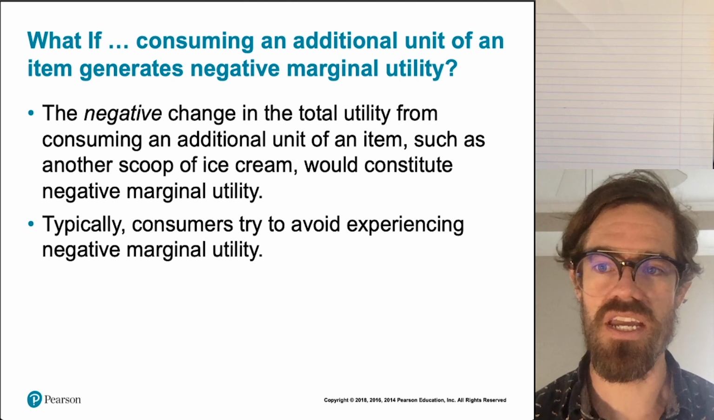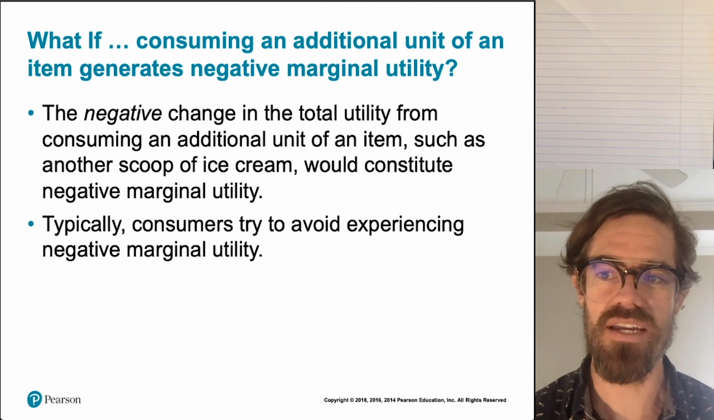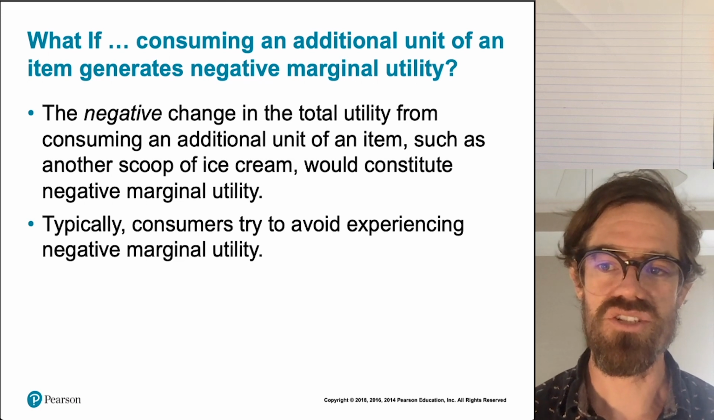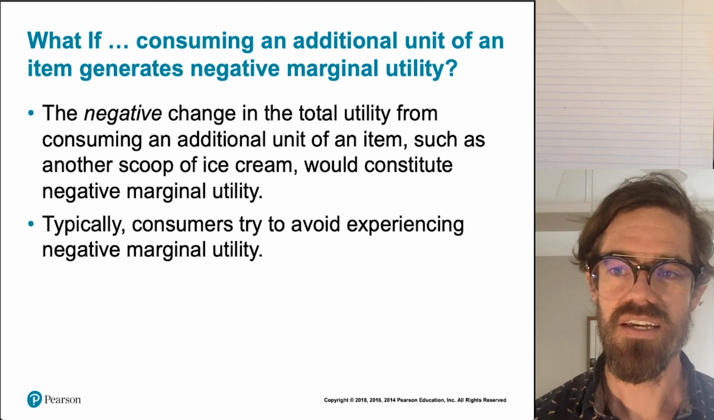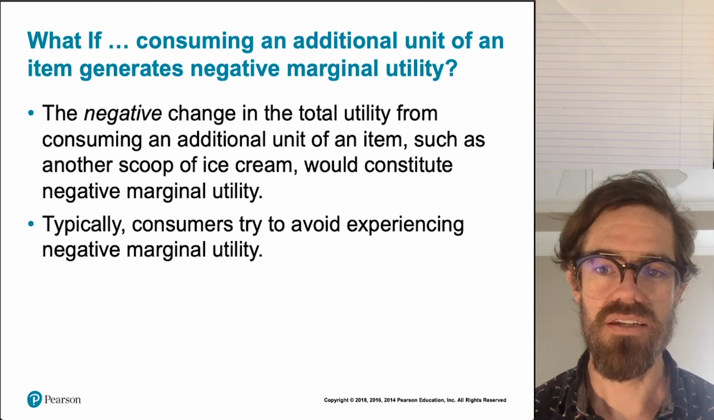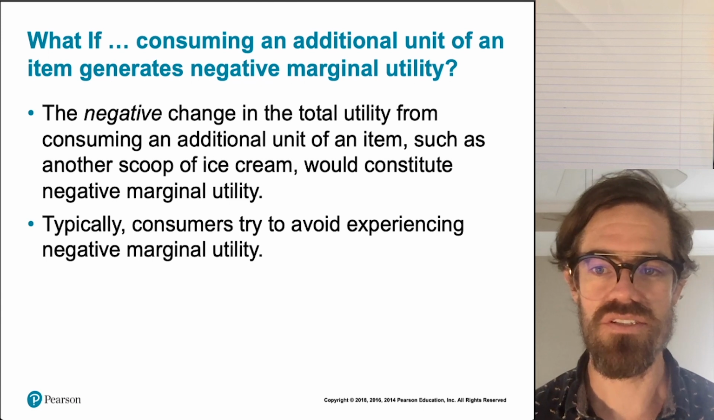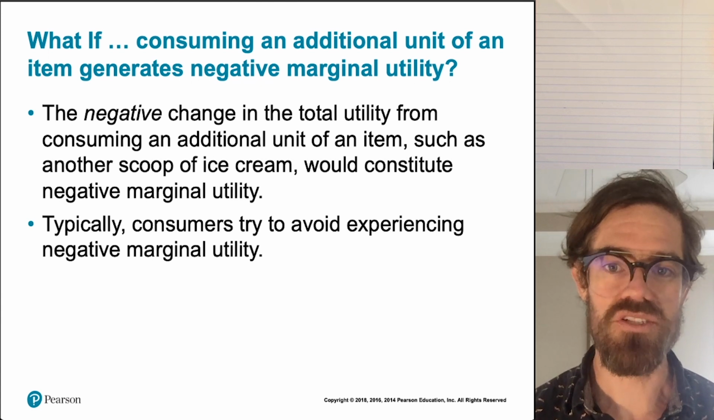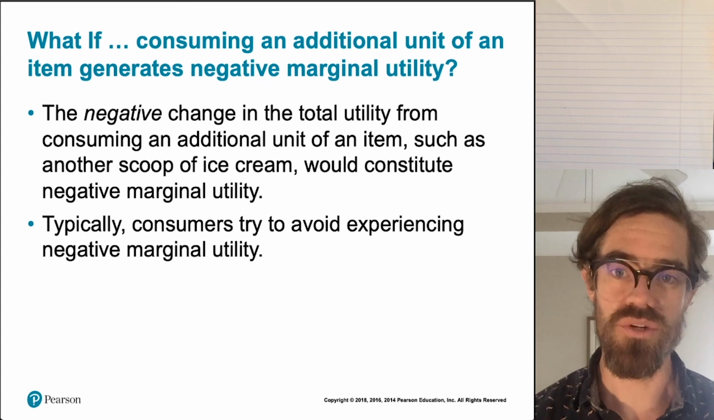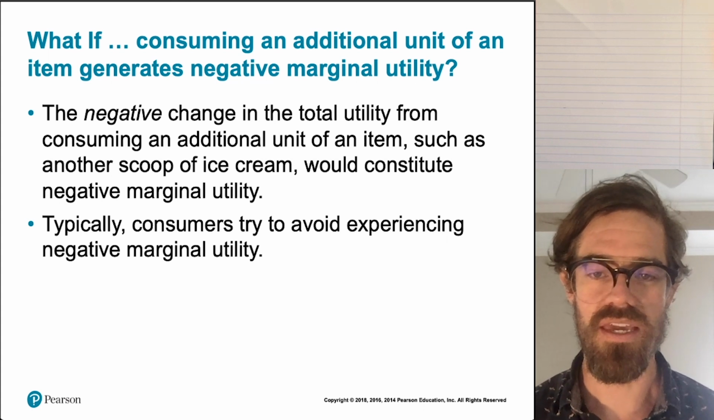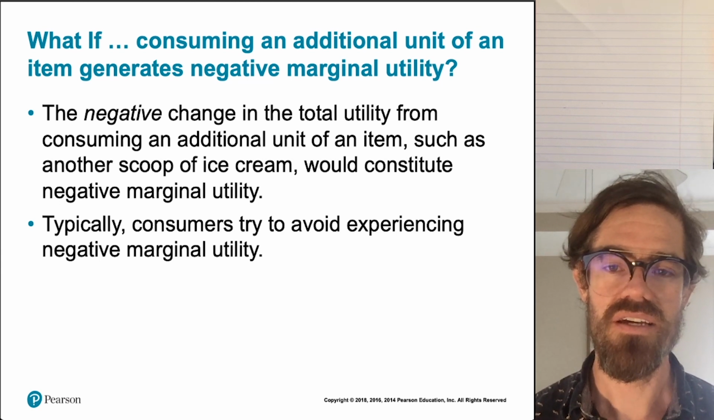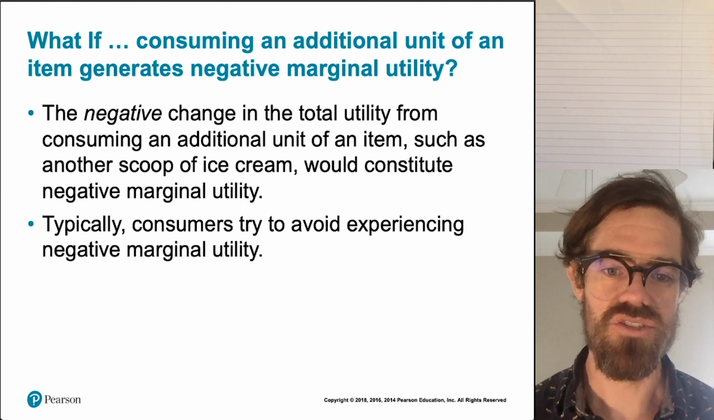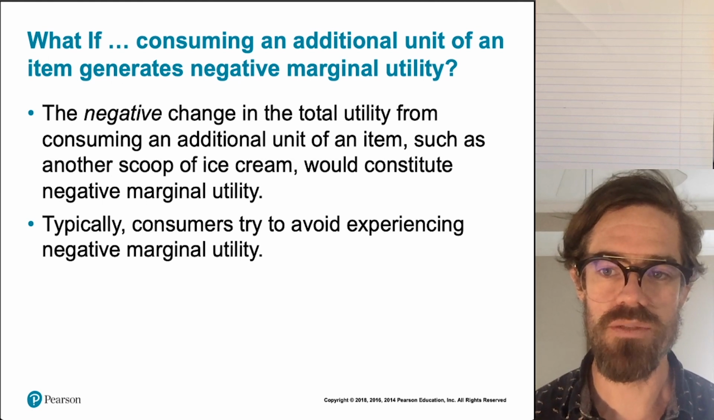So the negative change in total utility from consuming an additional item, such as another scoop of ice cream when you're already feeling full and maybe on the verge of feeling sick, would constitute negative marginal utility. So we are going to assume that consumers avoid situations where they have negative marginal utility because it makes them worse off, right? If they consume it, the consumer will be worse off.